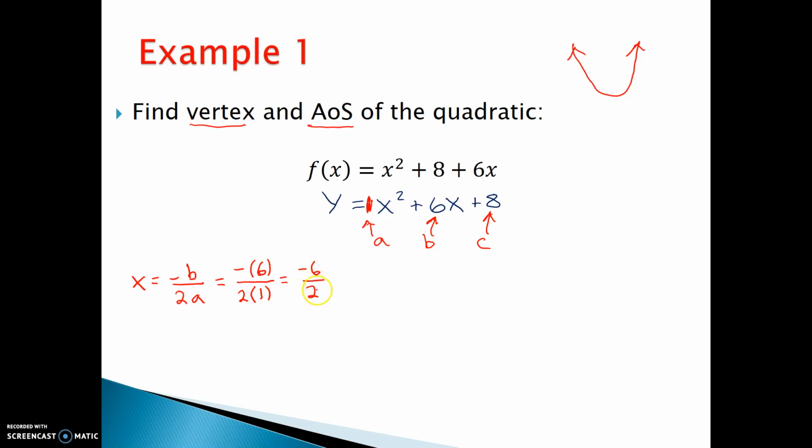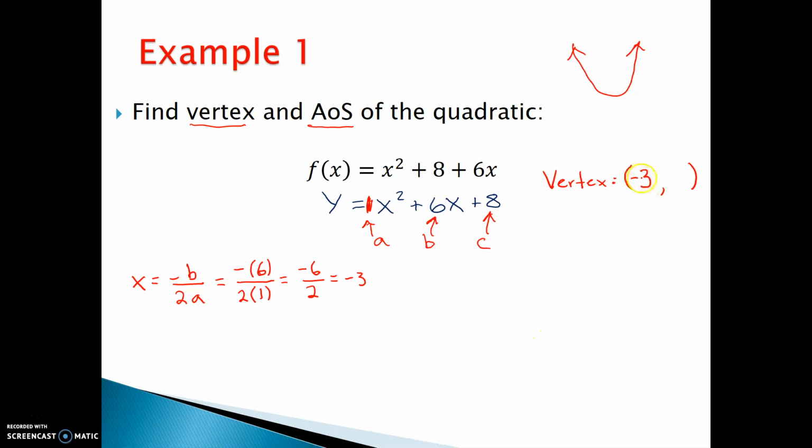Well, what's negative 6 divided by 2? That is going to be negative 3. Okay, so what I've found so far, so here's my vertex. Let me write vertex. I've found the x value of my vertex, and that is negative 3. Well, how the heck do I get the y value?